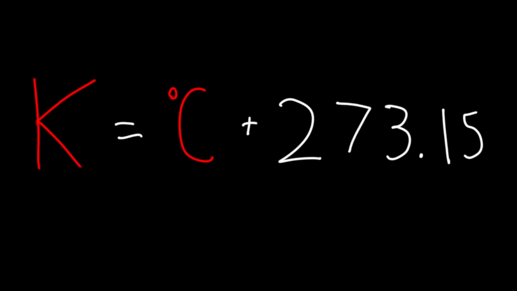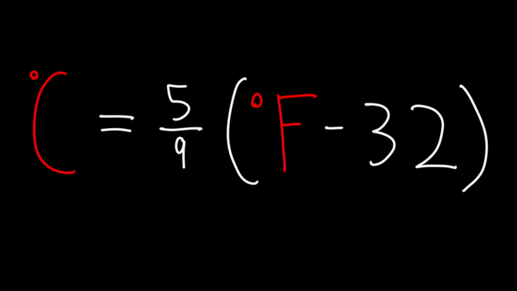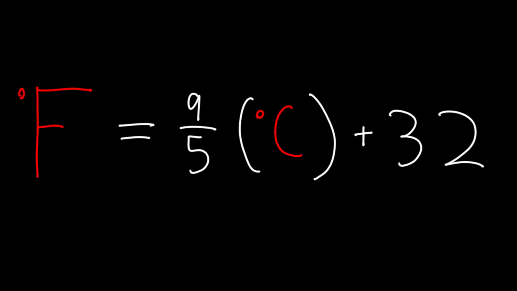Let's cover some conversion formulas for temperature. Kelvin equals the degrees in Celsius plus 273.15. Celsius equals 5/9 times the degrees in Fahrenheit minus 32. The other way around would be Fahrenheit equals 9/5 times the degrees in Celsius plus 32.